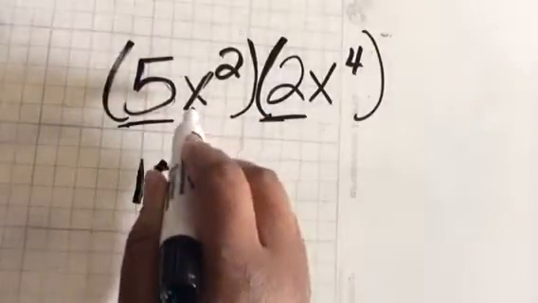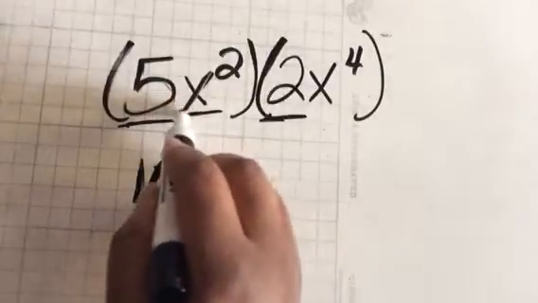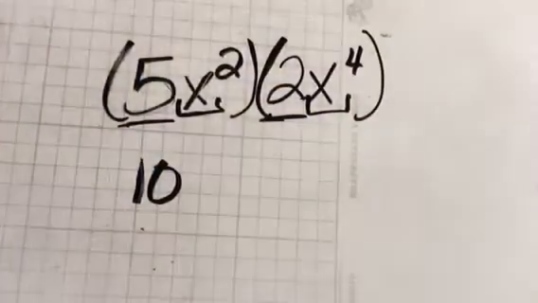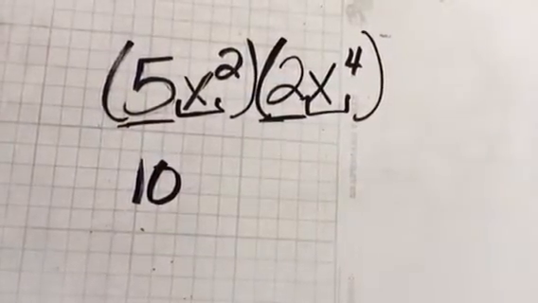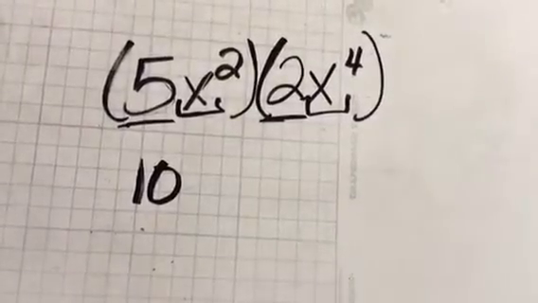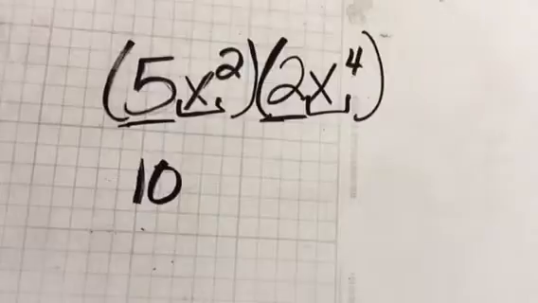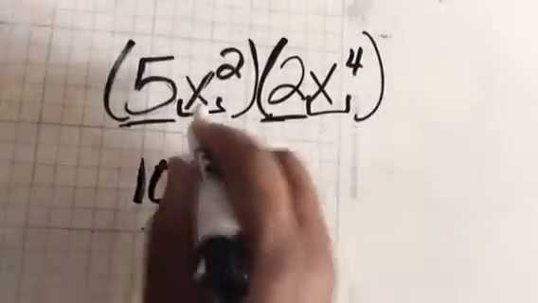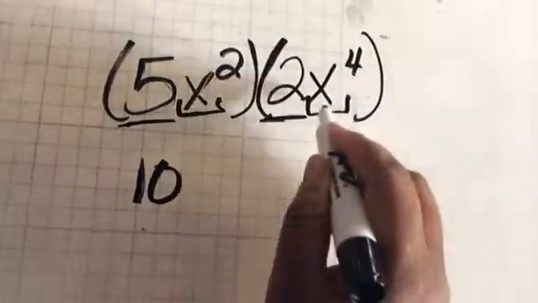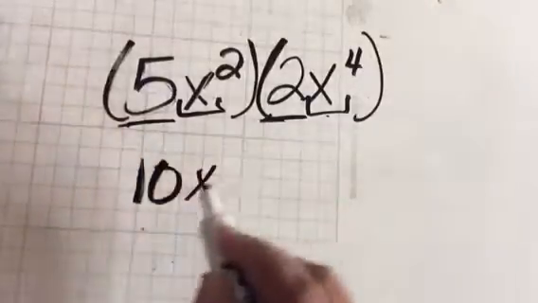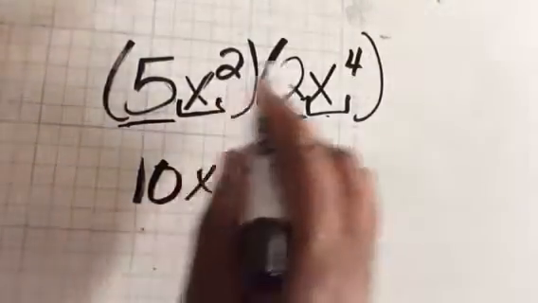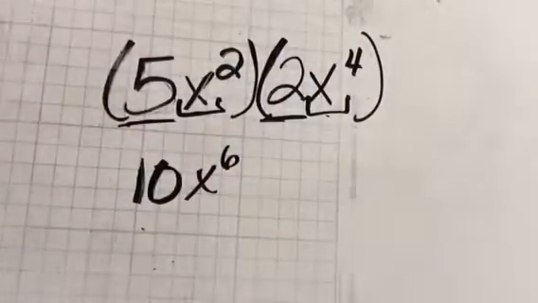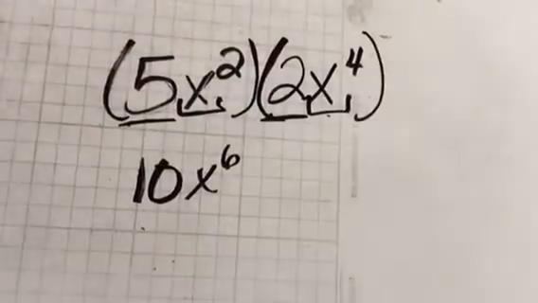But now we have variables. We have x squared here, and we have x to the 4th power here. To multiply, what do we do with those exponents when we multiply? We add them, not multiply them. We add the exponents. So your base is x, because you have an x here and an x here. So x, and then 2 plus 4 is 6. So 10x to the 6th power is your answer.